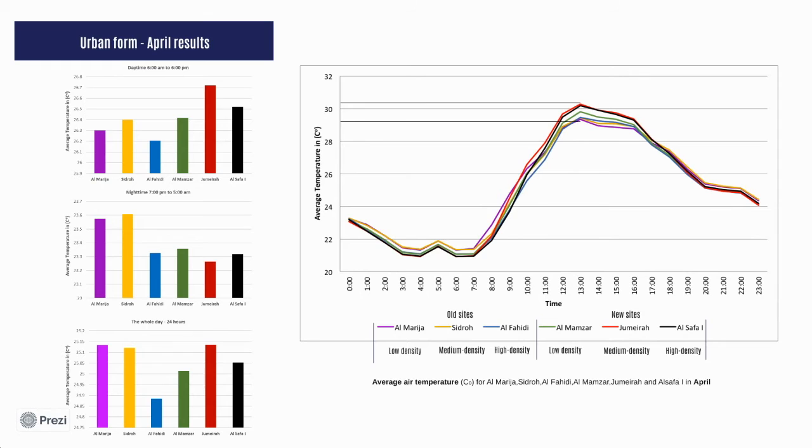Regarding the April results, as shown in the first graph, during the midday hours, the traditional sites with a high height to width ratio and low sky view factor recorded the lowest air temperature, while the highest air temperature during the daytime was recorded by the mid-density modern urban form. The results revealed that there is a significant correlation between the high height-width ratio and the air temperature, as the higher the height-width ratio percentages, the lower the air temperature will be, despite the high urban density percentages.